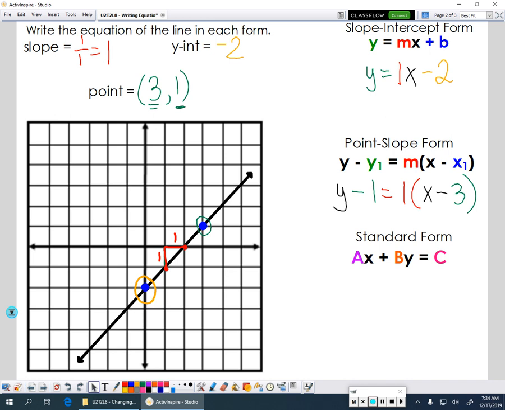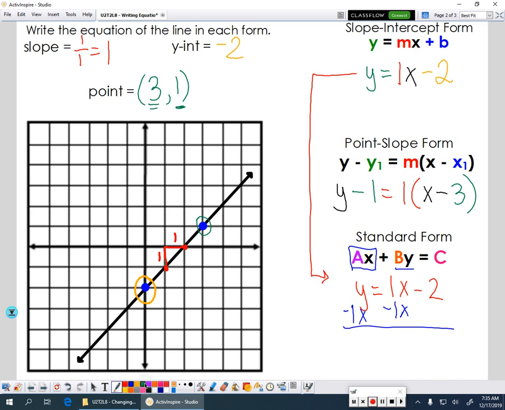Now to write an equation in standard form, we can't do that from these values. What we actually have to do is take our slope-intercept form equation and convert it into standard form. So I'm going to start with y equals 1x minus 2. Now remember, standard form, the x value has to come first. It's ax plus by. So what I need to do is get this x value over to the other side, and it needs to come first. So in order to move it, I'm going to subtract 1x on both sides. And what I get when I have that is -1x plus y equals -2.